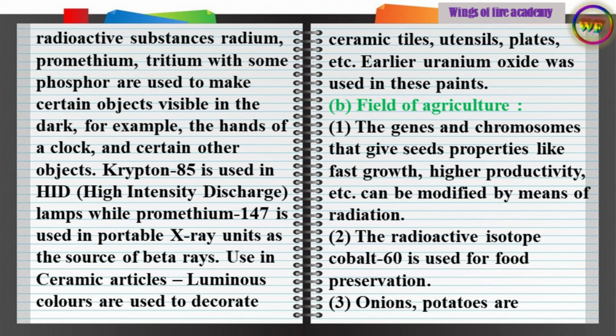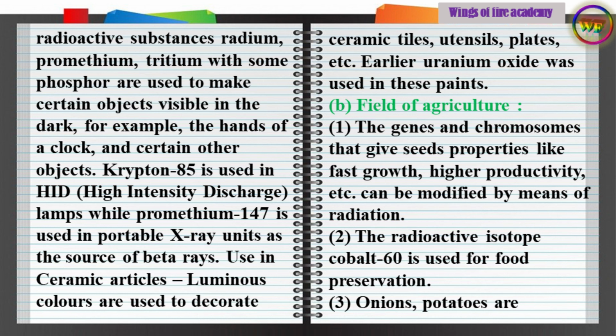The radioactive substances radium, promethium, tritium with some phosphor are used to make certain objects visible in the dark, for example, the hands of a clock and certain other objects. Krypton-85 is used in high-intensity discharge lamps while promethium-147 is used in portable X-ray units as the source of beta rays.